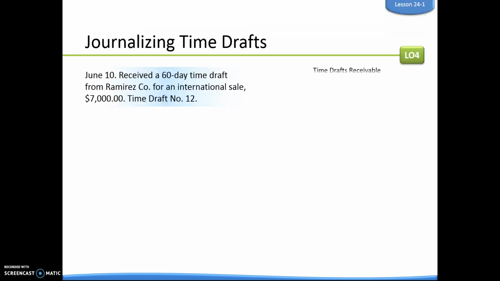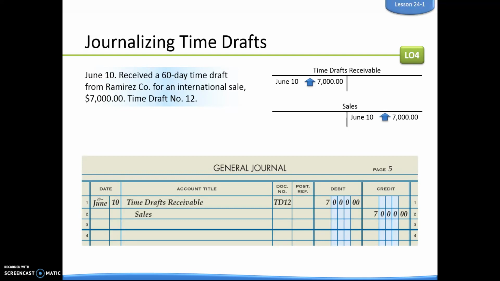So what happens is we have this new account. It's called Time Drafts Receivable. Again, it's very similar to our accounts receivable. It's an asset. We just haven't received actual cash yet. So Time Drafts Receivable goes up, sales goes up, and this goes in our general journal, because remember at this point we have not received cash yet.